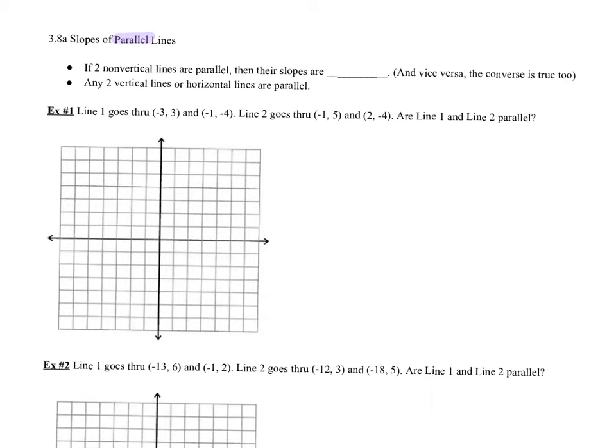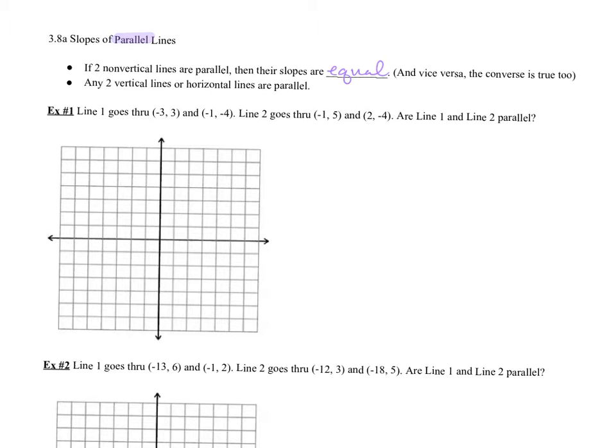So the first one says if two non-vertical lines are parallel, then their slopes are equal. The converse of that is also true. If two lines have equal slopes, then the lines are parallel. Okay, you could say that both ways.